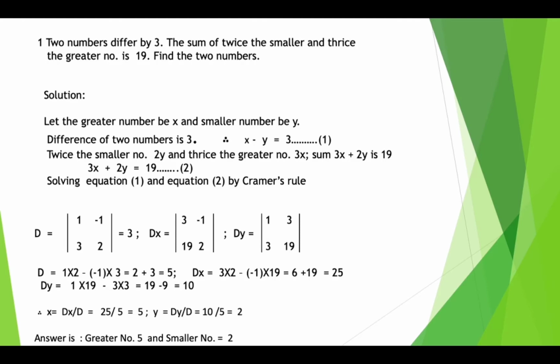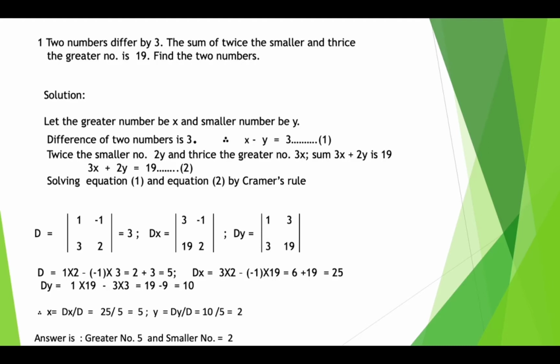So let the greater number be x and the smaller number be y. Difference of two numbers is 3. That is the first statement. So x minus y is equal to 3. Second statement says twice the smaller number, which is 2y, and thrice the greater number, which is 3x. Their sum is 19. So 3x plus 2y is 19. That is the second equation.